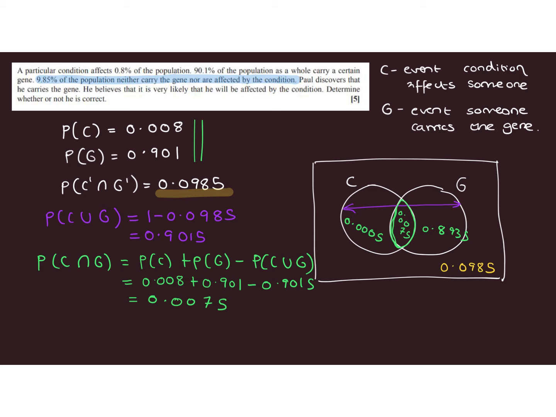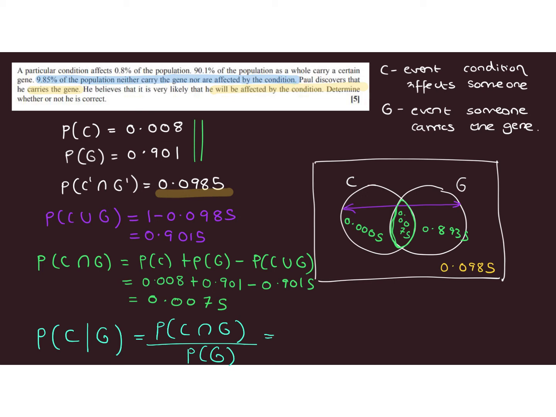Now, let's go back to the question and see what we're being asked to find out. Paul discovers that he carries the gene. He believes it is very likely that he will be affected by the condition. So this is a conditional probability because we know in advance that he has the gene. We are trying to work out the probability that he is affected by the condition given that he has the gene. So we need to make use of the law of conditional probability, which is that C given G equals the probability of C intersection G divided by the probability of G.